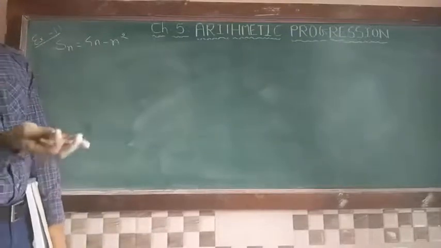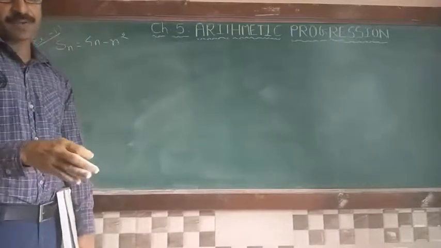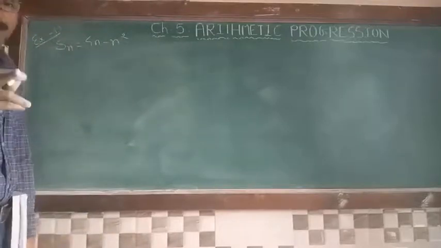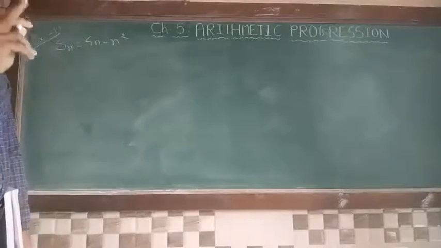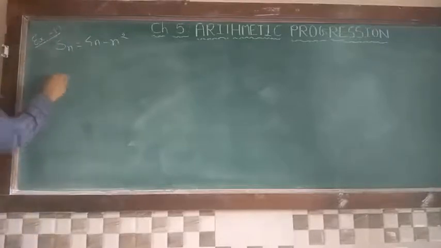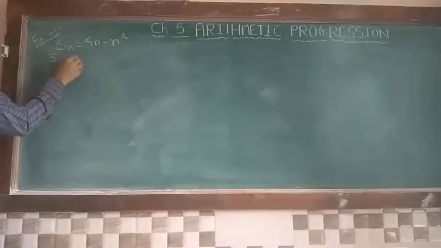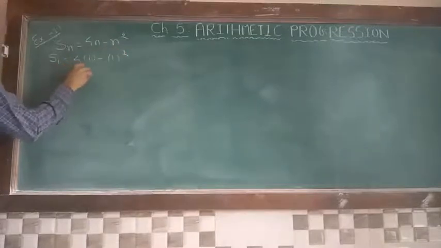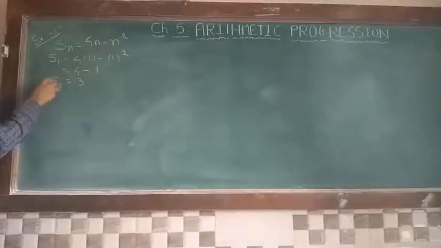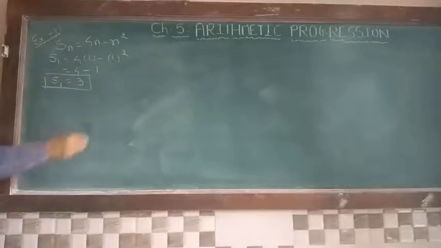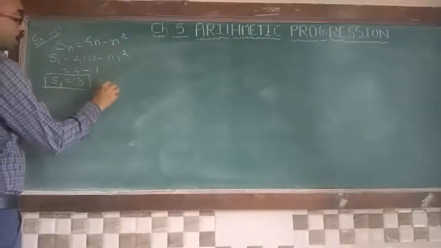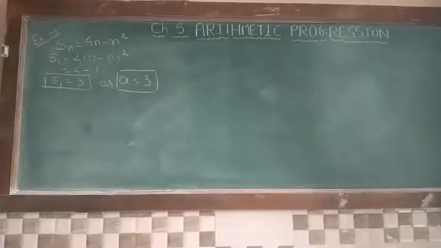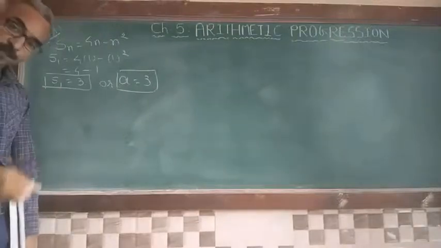First term, that means S1, or you can say first term A, or you can say T1. All are same thing. So put here 1 wherever n. So you can get your S1 or A, that is first term, or T1. So S1 is equal to 4 into 1 minus 1 square. So it is 4 minus 1, that is 3. So your first term is 3. Your first term is S1 is equal to 3, or you can say A is equal to 3, or you can say T1, that is your first term. T1, term 1 is also 3.